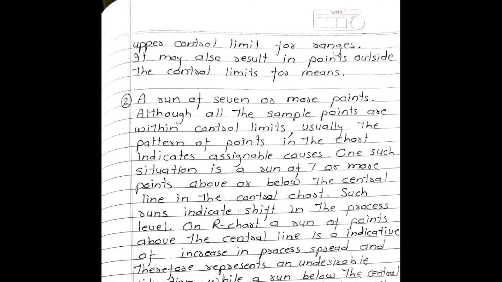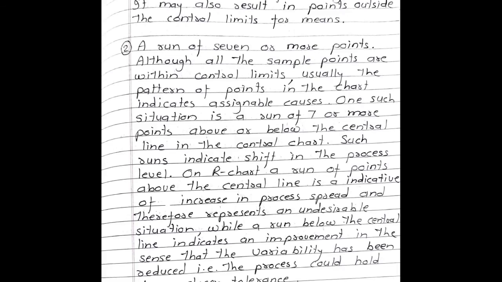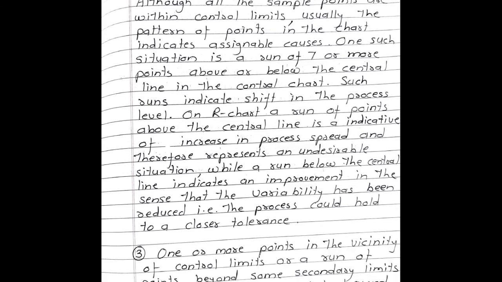On the R chart, a run of points above the central line is indicative of an increase in process spread and therefore represents an undesirable situation, while a run below the central line indicates an improvement in the sense that the variability has been reduced. That is, the process could hold to a closer tolerance.